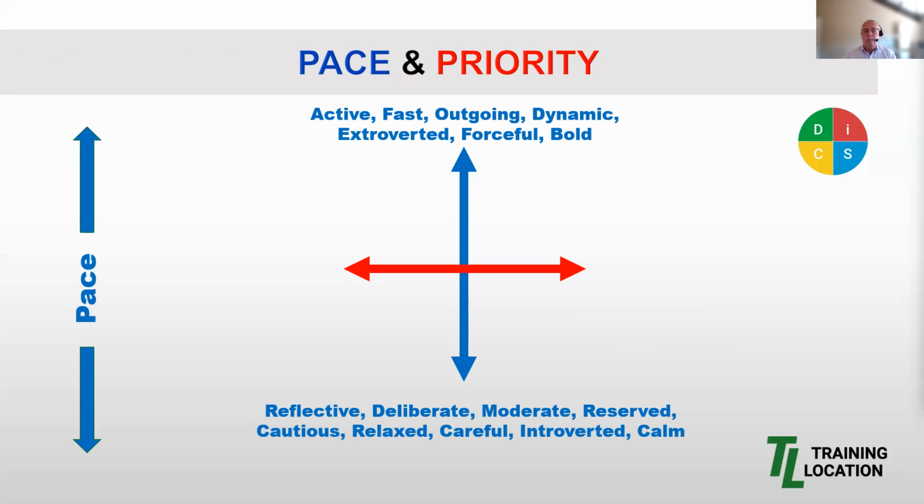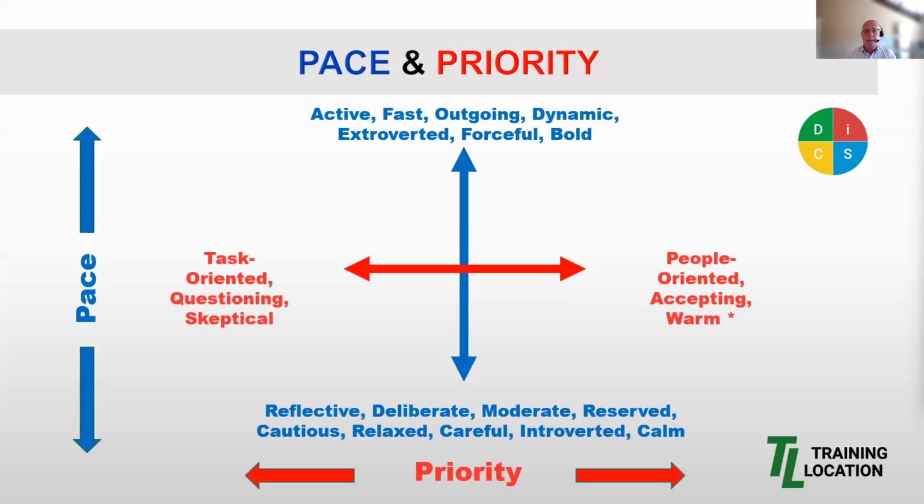The horizontal axis represents priority. And we see those descriptors at the left and the right of the priority spectrum. Just to note, some people, in addition to people-oriented, accepting, and warm, add the term relationship-oriented for this right side of the priority spectrum. Now, as we look at this simple grid, we can begin to make out the unique pace and priority pairings into each quadrant as follows.